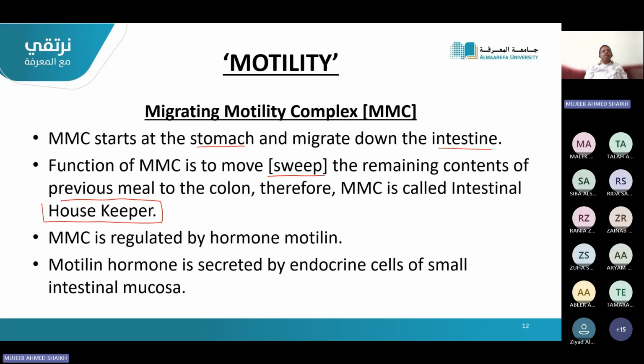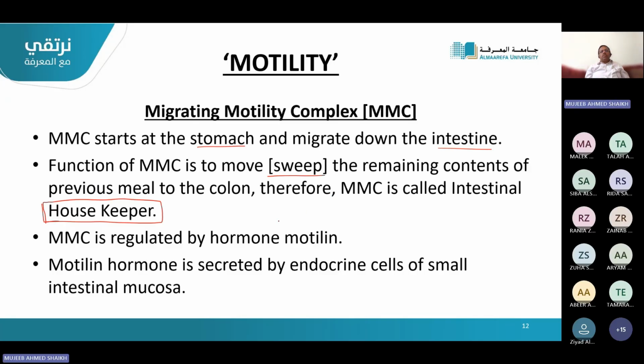MMC is also known as the housekeeping contraction. You know housekeeping? When you are in a hotel, they knock on the door every morning to say housekeeping. What do they do? Sweeping, cleaning. They clean everything and make the room tidy again. So MMC also cleans everything from the small intestine so that the next meal can come. That's why they are also called housekeeper contractions.